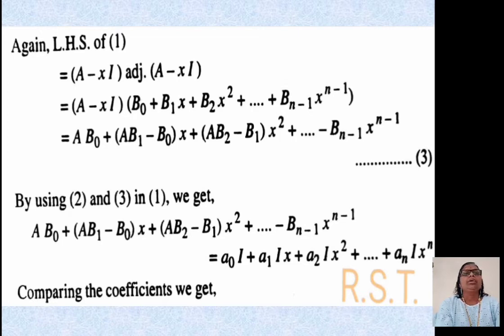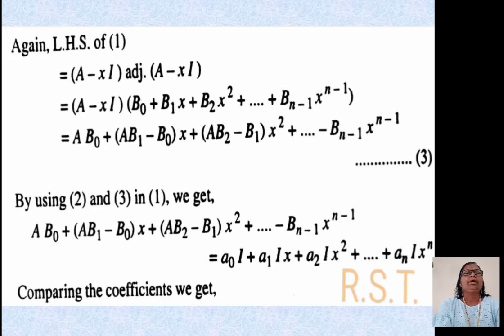By using equations 2 and 3 in equation 1, (A - xI) into adjoint of (A - xI) equal to determinant of (A - xI) into I. Using these equations 2 and 3 in equation 1, we get AB0 + (AB1 - B0) x + (AB2 - B1) x^2 + ... + (-Bn-1) x^n = a0 I + a1 I x + a2 I x^2 + ... + an I x^n.